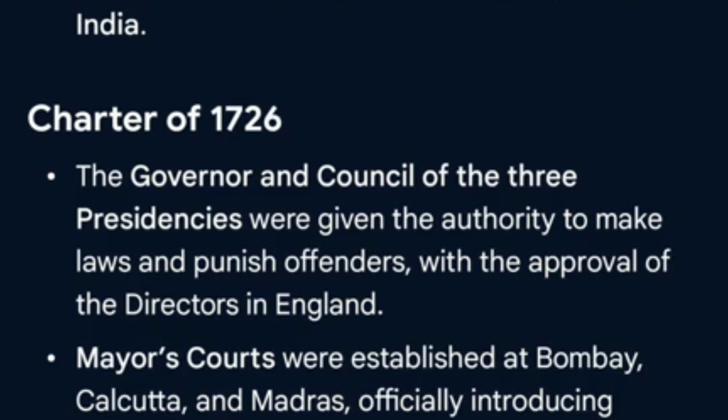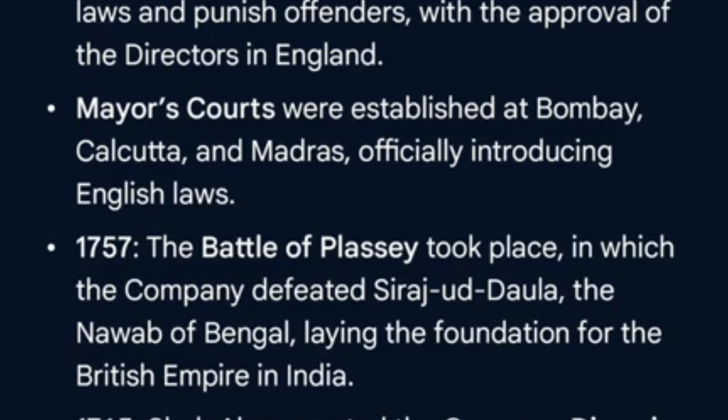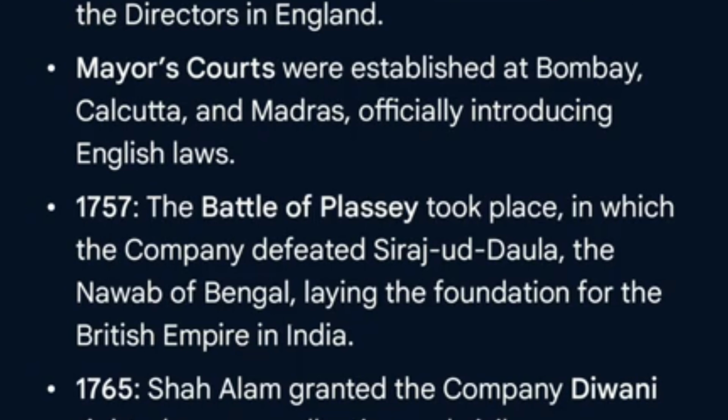1757: The Battle of Plassey took place, in which the company defeated Siraj-ud-Dowlah, the Nawab of Bengal, laying the foundation for the British Empire in India. 1765: Shah Alam granted the company Diwani rights, revenue collection and civil administration for Bengal, Bihar and Orissa.